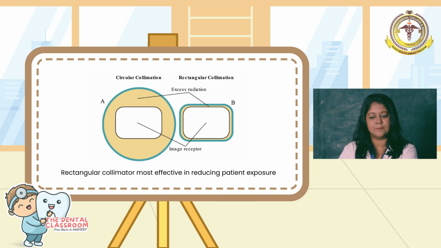But looking from this image, we can see that in circular collimation there is excessive radiation and that is going to cause more harm to the patient when you compare to rectangular collimator. So, rectangular collimator is the most effective in reducing patient exposure.